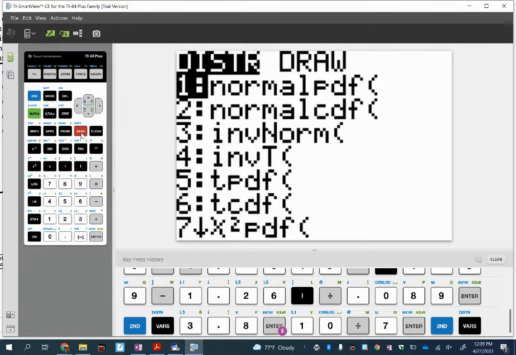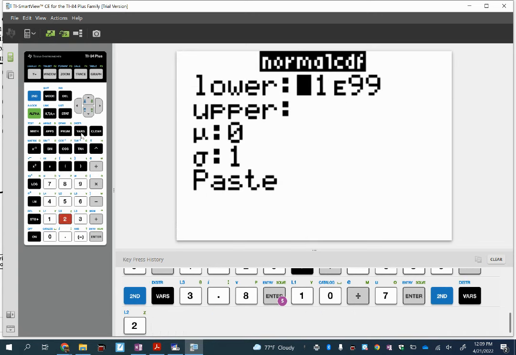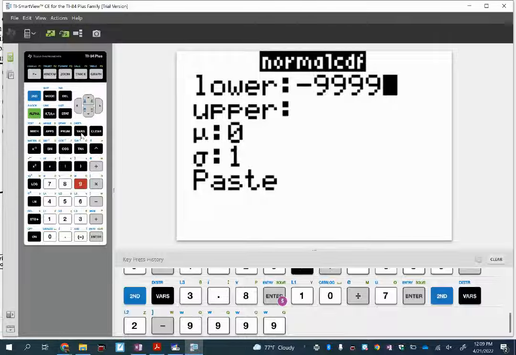That C in CDF means cumulative. So that means you're shading. So if I hit 2 for normal CDF, which way did we shade? To the left. So what's my lower number? Negative infinity, essentially, if I'm going to the left forever. Notice what they put there on my lower: -1 E 99, that's times 10 to the 99th power. So that's basically negative infinity. If you are having trouble with that, just type in negative and then a bunch of 9s. I just need something that's very, very negative.